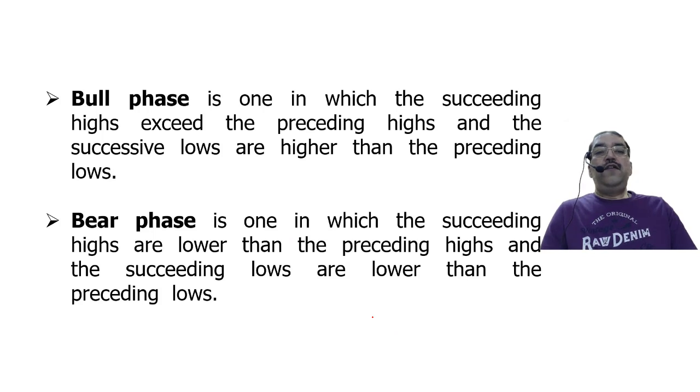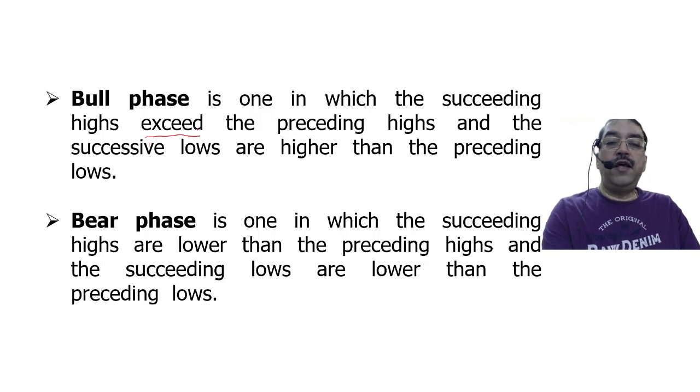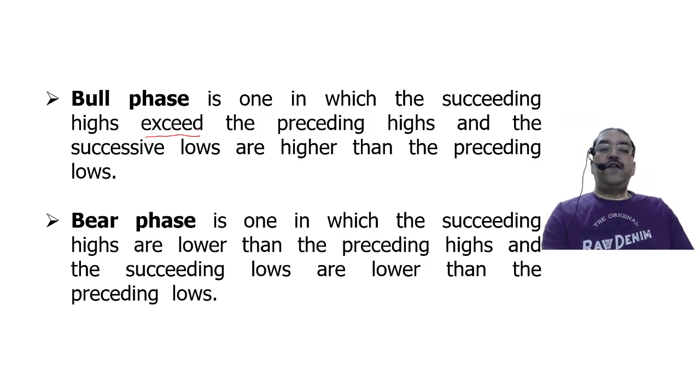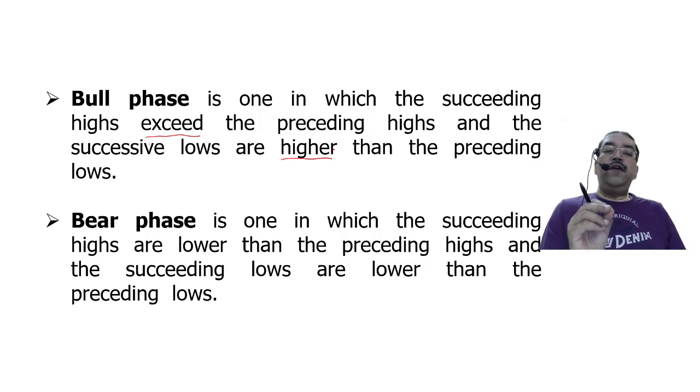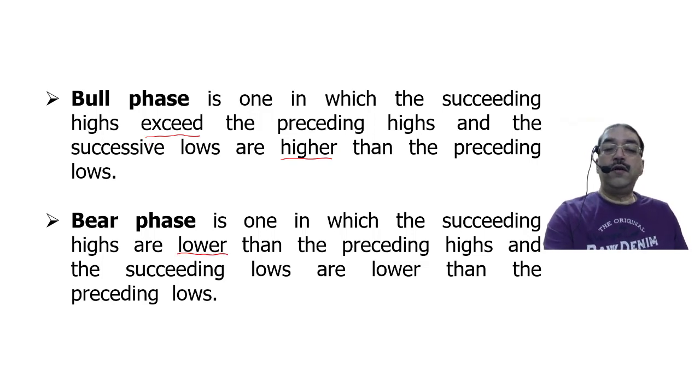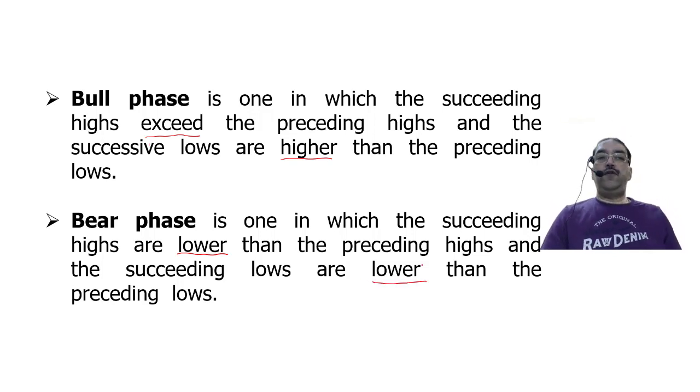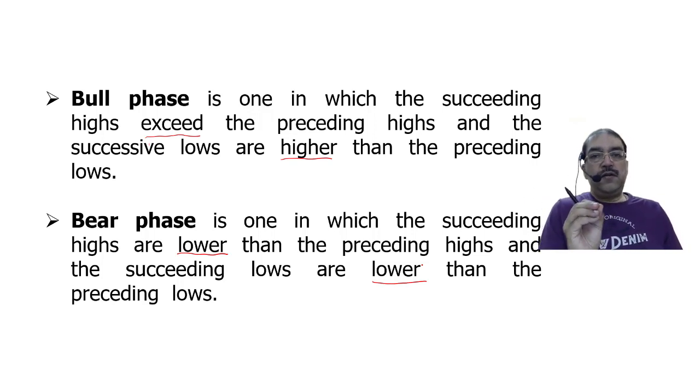What does it say? Bull phase is one in which the succeeding highs exceed, or are higher than, the preceding highs, and the successive lows are also higher than the preceding lows. Bear phase is what? One in which the succeeding highs are lower than the preceding highs, and the succeeding lows are also lower than the preceding lows. So this is how we define a bull phase and a bear phase.